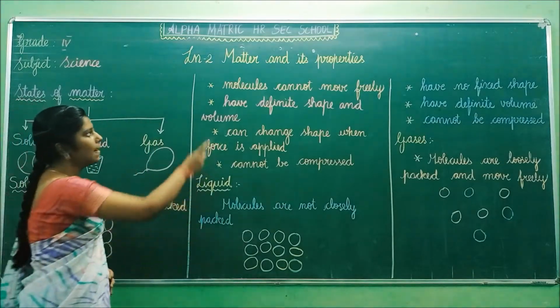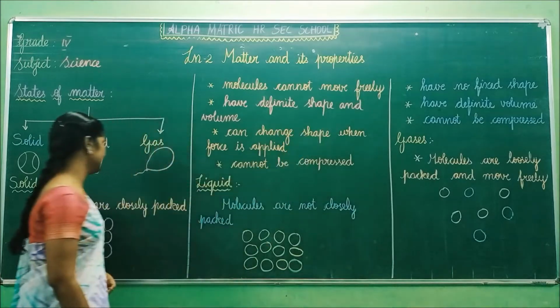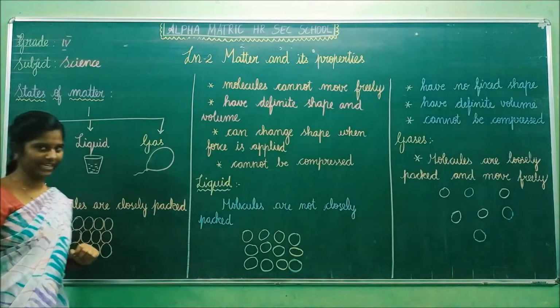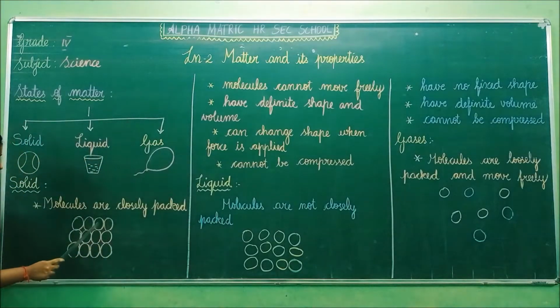Second point is molecules cannot move freely. See, if they are present very closely, they cannot escape. They cannot move freely. So the molecules in solids cannot move freely. The first point is the molecules are closely packed so that they cannot move freely.